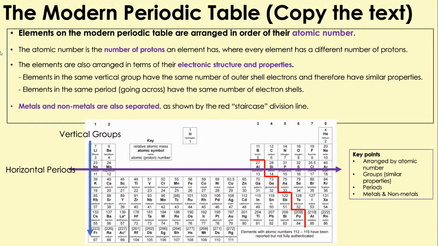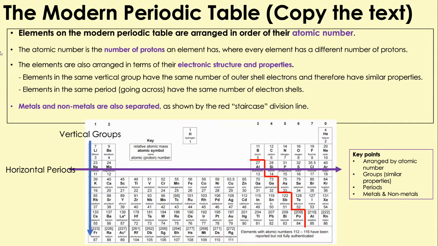So in the last lesson we looked at the development of the periodic table. So today's lesson is about the modern periodic table and how it's arranged. So you need to copy this text into your exercise book. So the elements in the modern periodic table are arranged in order of their atomic number.